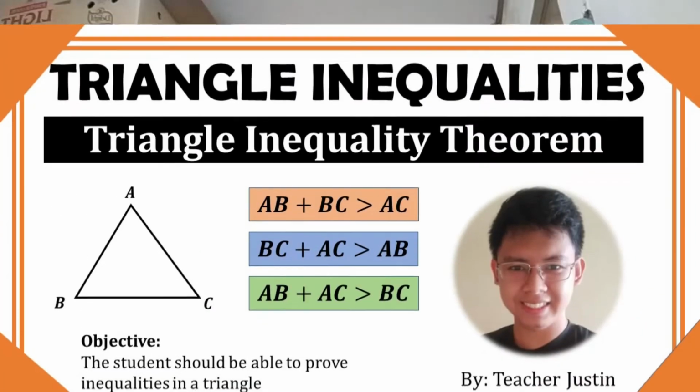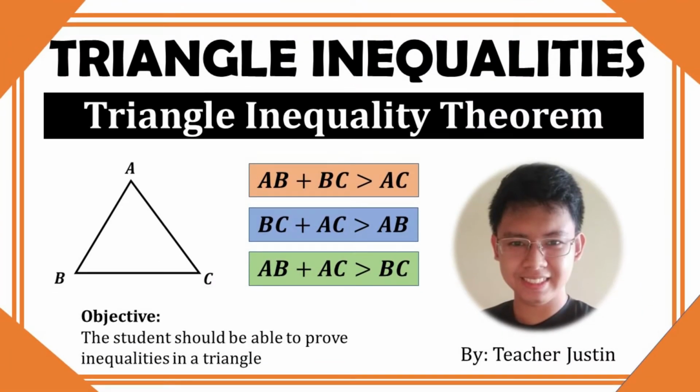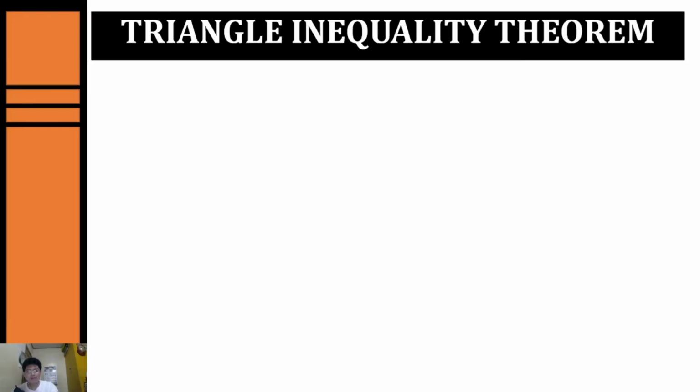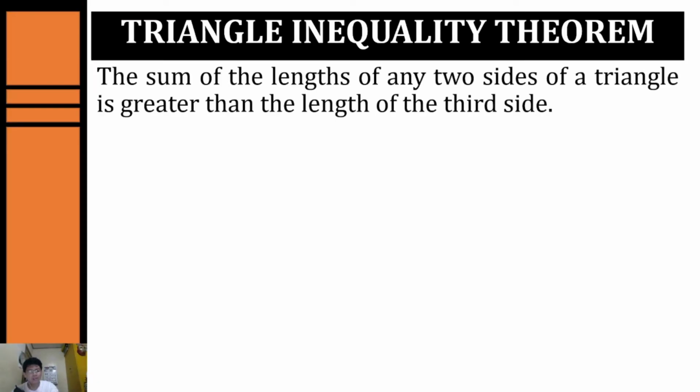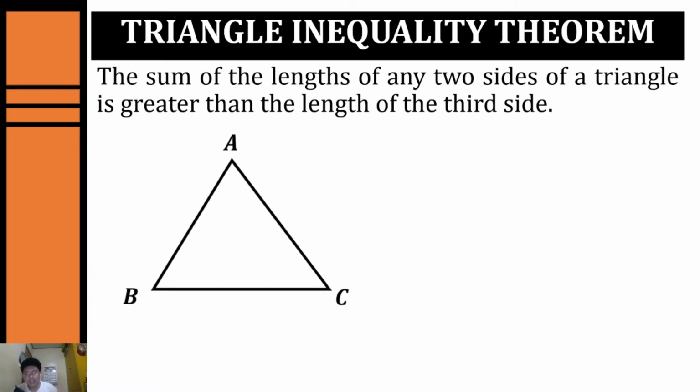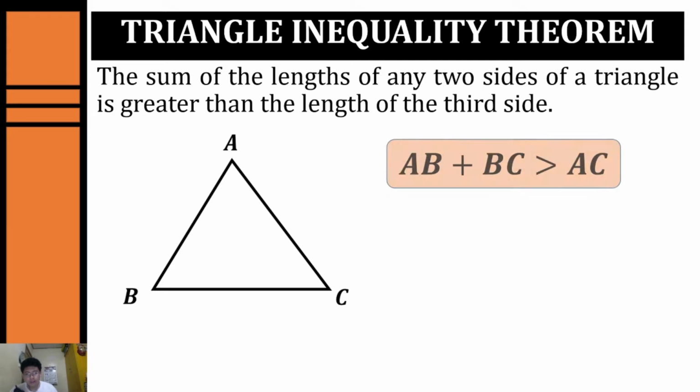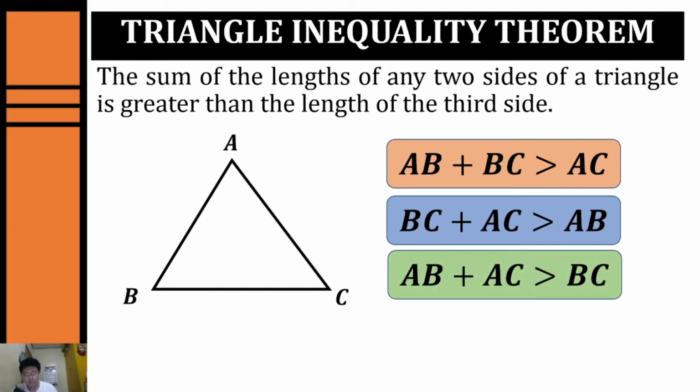On today's topic, we're going to talk about the triangle inequality theorem. The sum of the lengths of any two sides of a triangle is greater than the length of the third side. So if we're given a triangle and its measurements, to determine if we're going to form a triangle or not, we have to apply the triangle inequality theorem. We have to add two sides of the triangle and compare it to the other side. The sum of the lengths of the two sides must be greater than the length of the third side. So it must satisfy this condition.